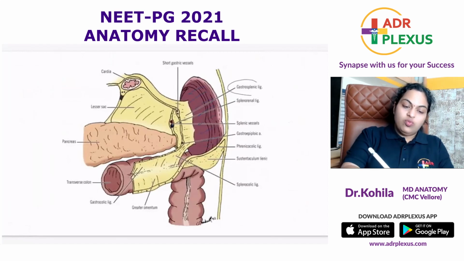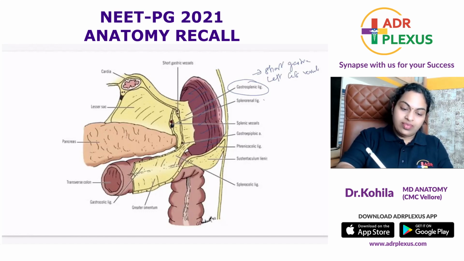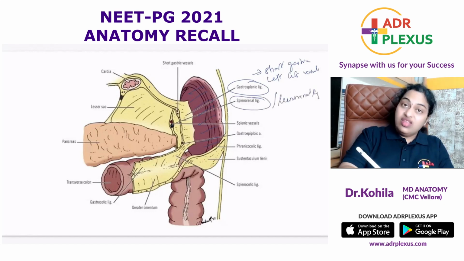The gastrosplenic ligament extends from the stomach to the spleen. It contains the short gastric vessels. It contains your left gastroepiploic vessels, right? And then you have the ligament extending from the kidney to the spleen, also called the lienorenal ligament. This will have your splenic vessels, the lymphatics, nerves and also the tail of pancreas.